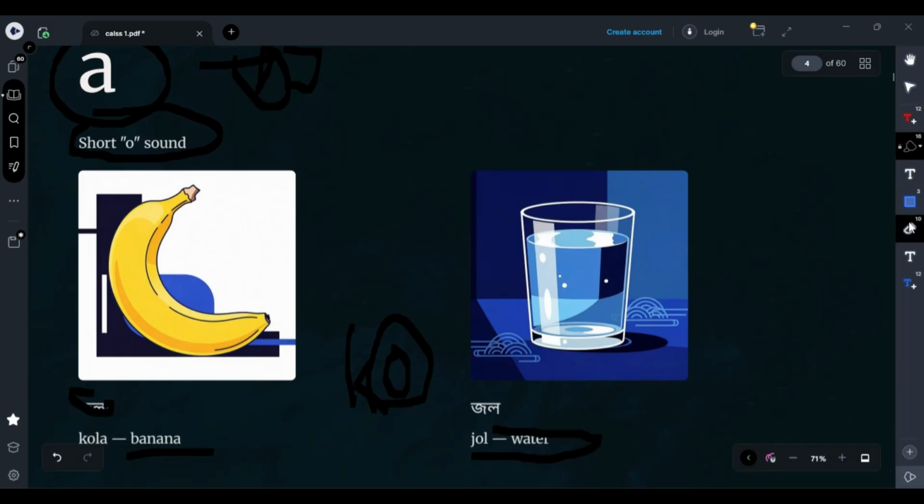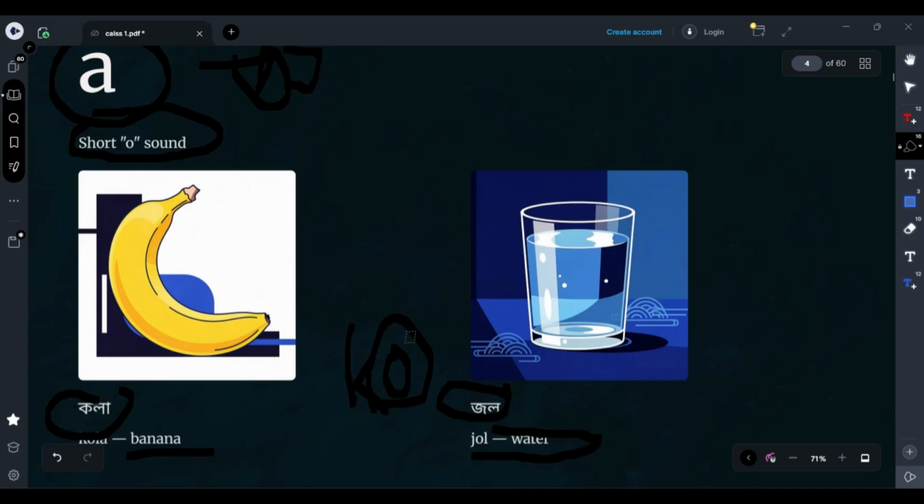We can use the word. The example of this sound, kola, it means banana. And the second word is jol, meaning water.